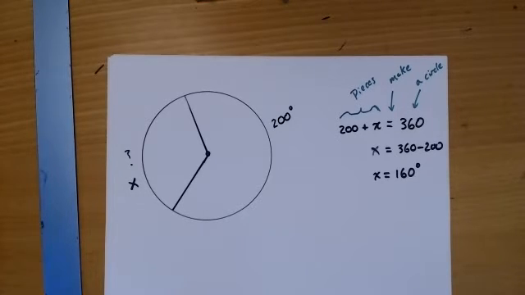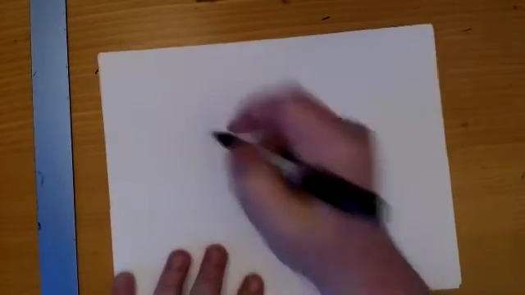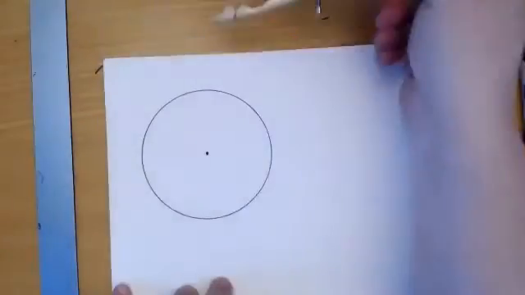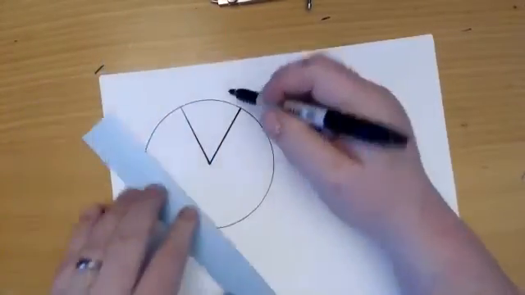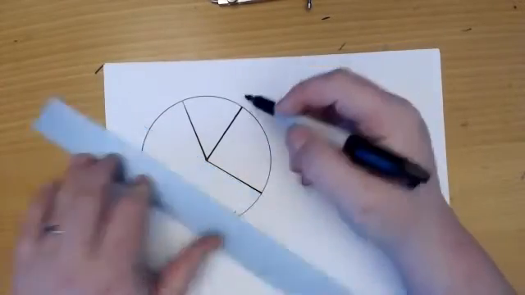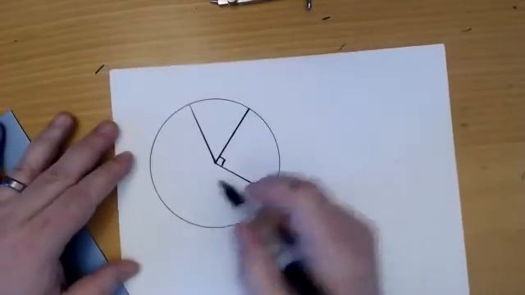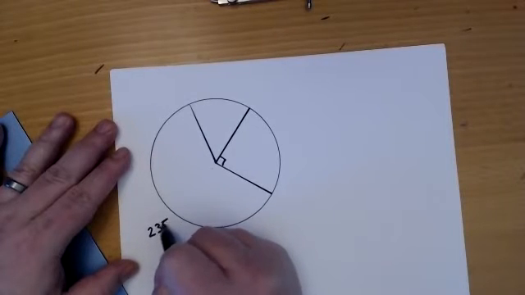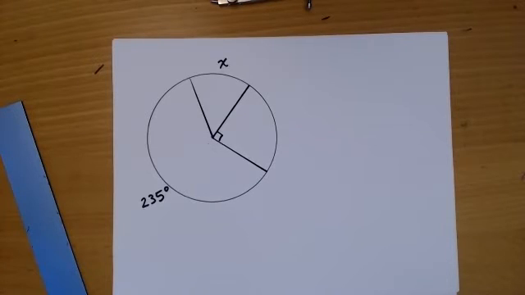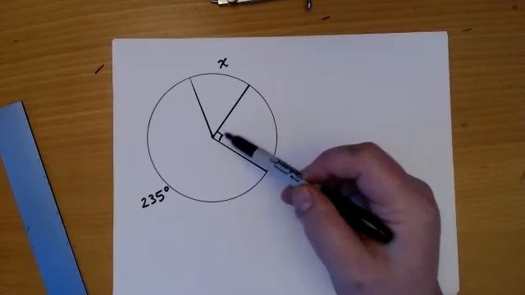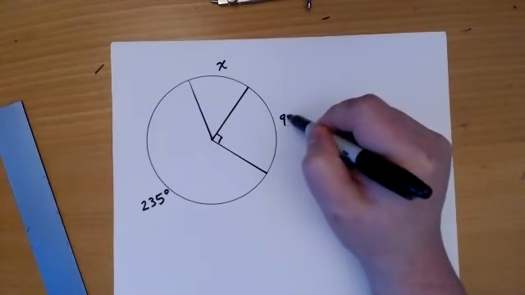So let's pick a good next problem. Let's take that idea and go with it, maybe one little bit further. And we'll say that this is 235 degrees, and I'm asking for that one. So remember what this angle marking was. This was a right angle, so this is 90 degrees.